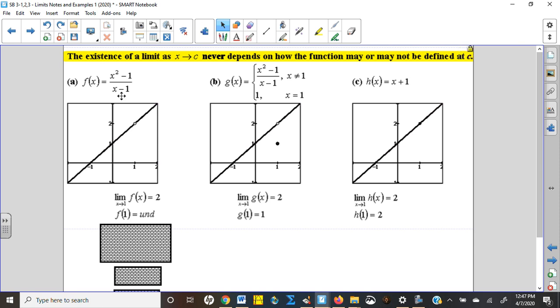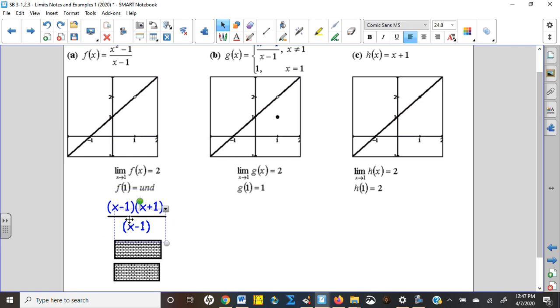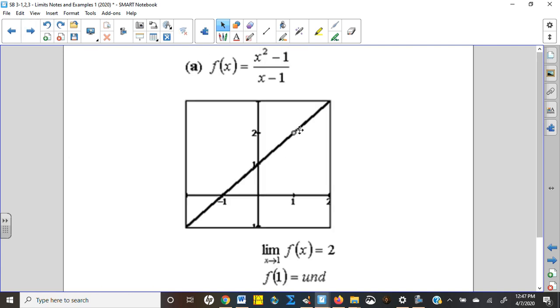We can't divide by 0, so I can't put a 1 into this. Now, is it a hole or is it a vertical asymptote? Well, a little bit of algebra, factoring the top as a difference of squares, tells us that once these cancel, all I have is x plus 1. So that means it's a hole, not a vertical asymptote. And sure enough, if we zoom in, we see a hole there. Okay, there's your hole.